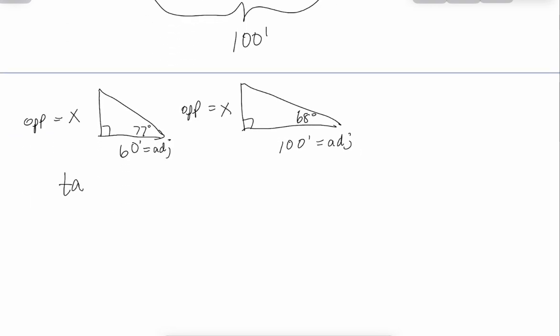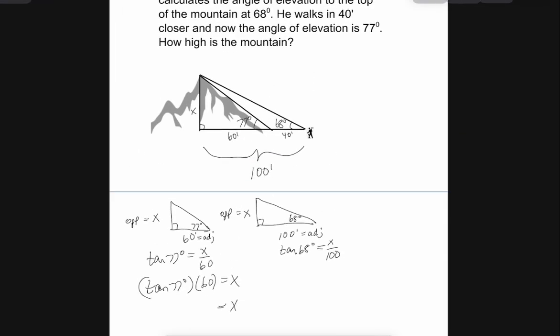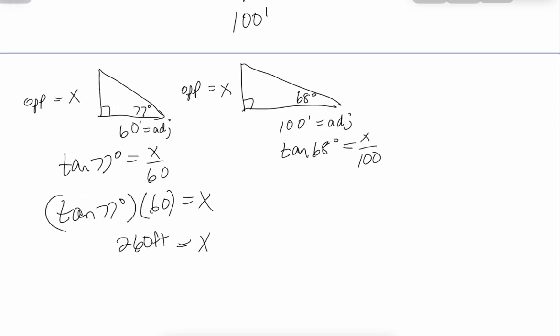This is the tangent of 77 is opposite over adjacent. This is the tangent of 68 is opposite. I said opposite over adjacent, but I didn't do that, did I? Tangent of 68 is opposite over adjacent. We'll get what. So that is, did they say to round to a nearest? They didn't say that. It rounds very, very close to 260. So 260 feet.